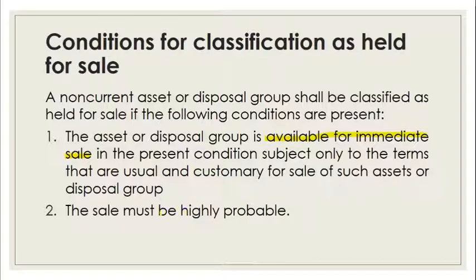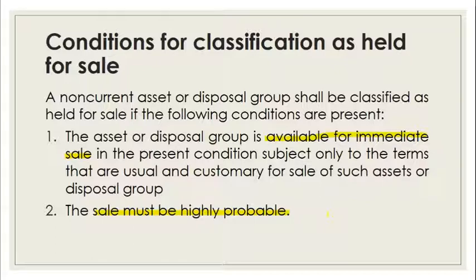And second is, of course, the sale must be highly probable. Meaning, kana imuhang asset is dako ang probability niya nga mapalit ana niya or mabaligya jud na siya. So that is when you can classify a non-current asset or a disposal group as held for sale. So mao na siya ang conditions nga dapat ma-meet.